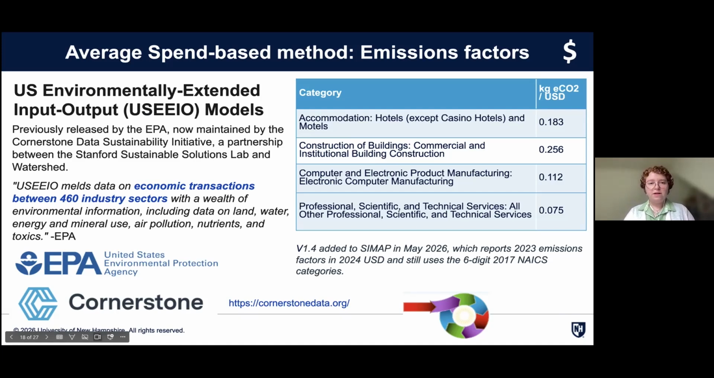Since spend data can vary so much depending on vendor, where you're located, taxes, and inflation over time, we do have inflation factors built into SIMAP, but there's a lot more uncertainty with spend-based. So we usually recommend using spend-based to get an order of magnitude estimate to start from, and then to use that to try and get to a unit-based method for specific categories.